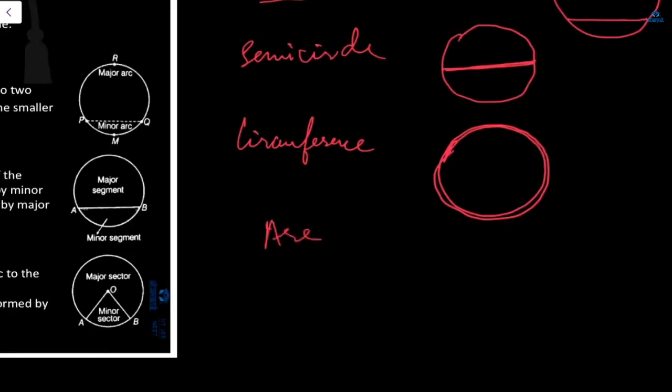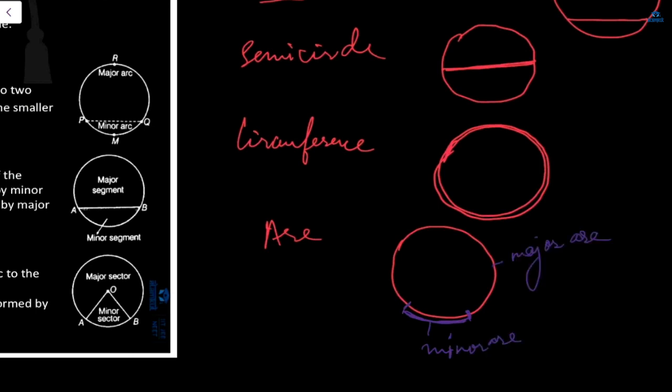Arc: a part of a circle is called an arc. If you are counting this part, this part of the circle is called an arc. The remaining part is also an arc. If you take the smaller part, this is called the minor arc, and the remaining part we call the major arc.